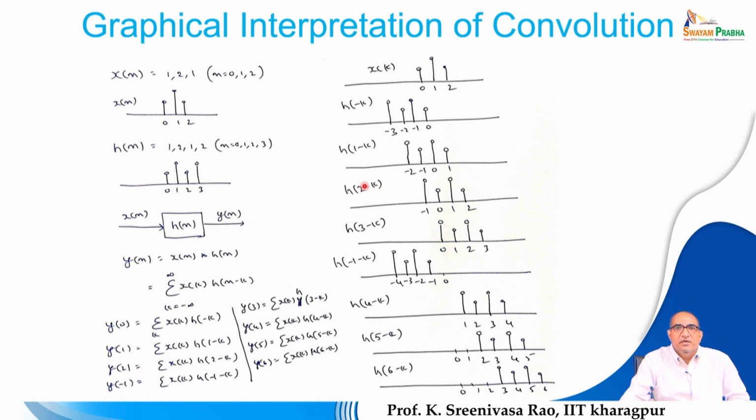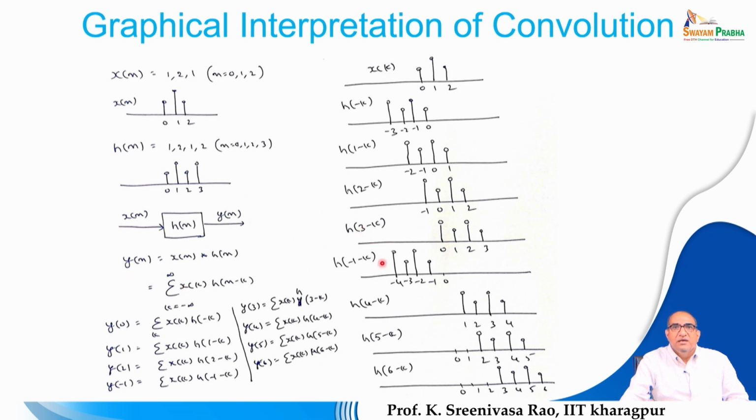Likewise, y of 2: in this expression we put n equals 2, and h of 2 minus k is nothing but h of minus k shifted by two samples in the positive direction. This is h of 2 minus k, and h of 3 minus k likewise. If you shift h of minus k in the negative direction, this becomes h of minus 1 minus k. So you can shift both ways. When you shift h of minus k in a positive shift, you get n equals 0, 1, 2, 3, 4 and so on, like y0, y1, y2, y3. And if you shift h of minus k in a negative direction, you get y of minus 1, y of minus 2, y of minus 3 and so on.